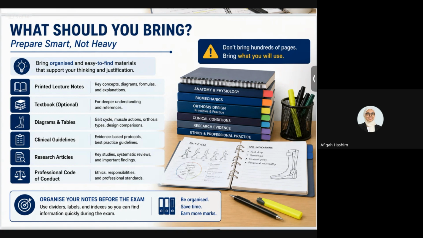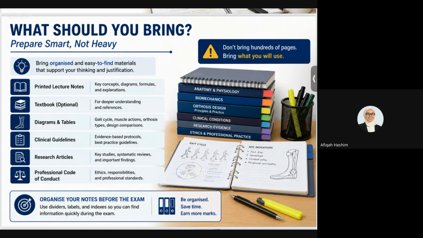One more tip: use colored tabs. It's easy for you later in the exam hall because you will be nervous, and you can have sticky notes or dividers to organize your notes. During the exam, you shouldn't be flipping through the pages, page after page, trying to find information. Ideally, you should know exactly where everything is. And remember, the quality of your notes is much more important than the quantity.